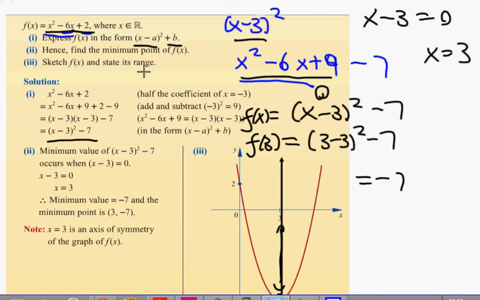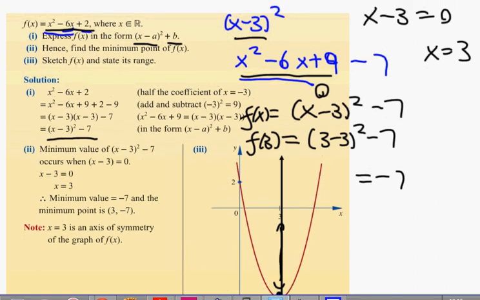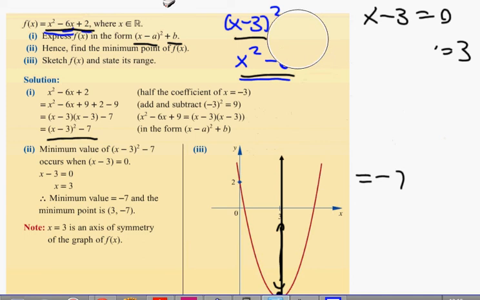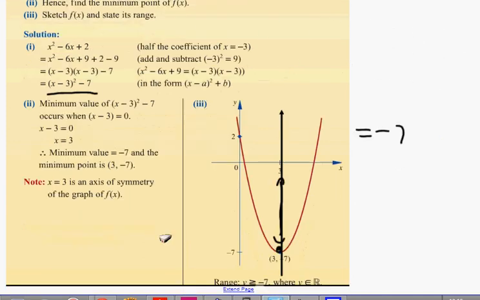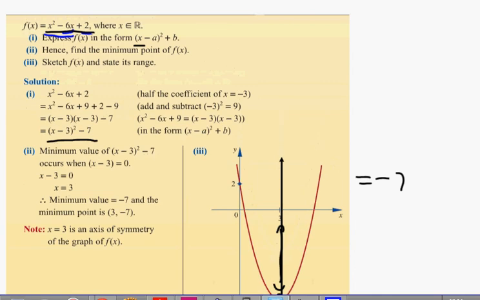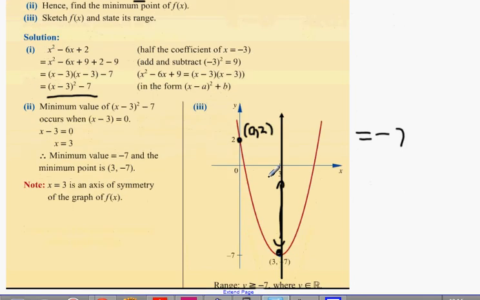Okay, next question. Sketch f of x and state its range. F of x, you could get some points on it quite easily. There's an easy point to get. You know that 3, minus 7 is a point. But another really easy point to get is put x equals 0. And if x equals 0, what's f of x? 0 minus 0 plus 2. 0, 2 is another point.